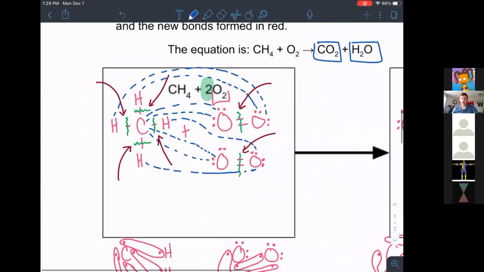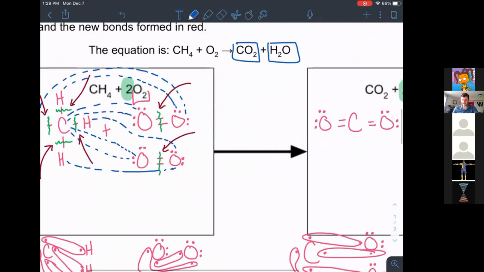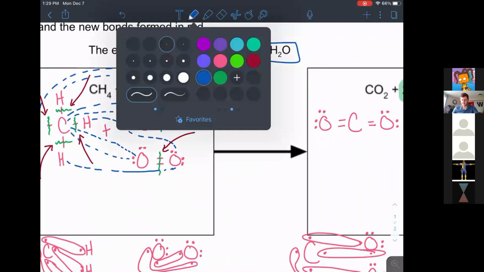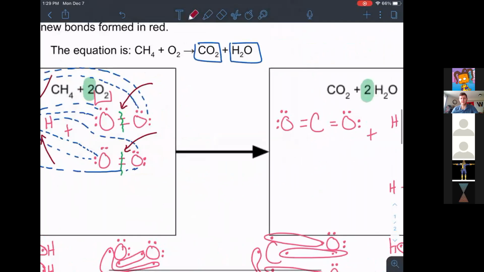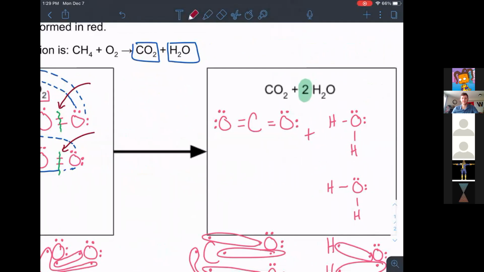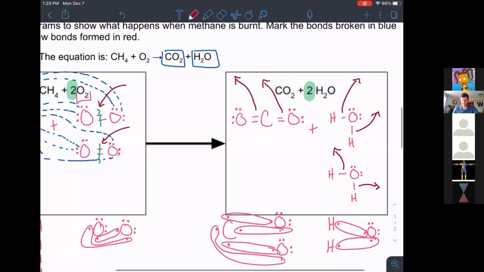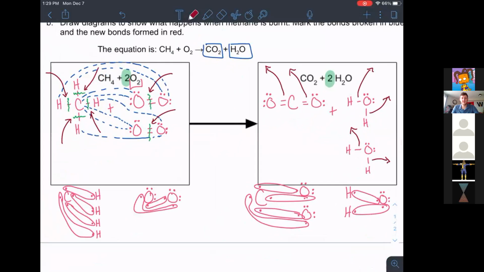And then we have to show our energy being absorbed or released on our product side. So is our energy going to be absorbed or released over here? Release. So we're going to draw an arrow coming out of each of our bonds, showing the release of energy from our bonds being formed. Any questions?